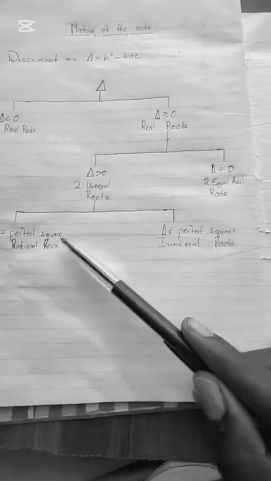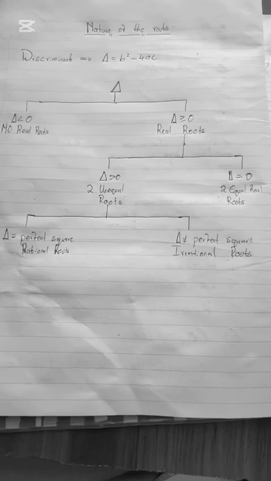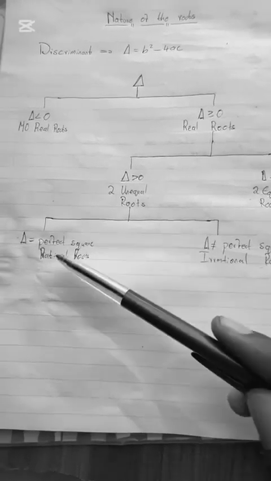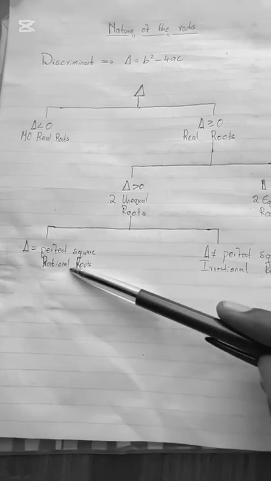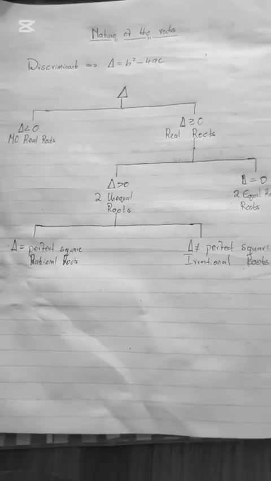And again, when we have two unequal roots, we can have rational roots, and we can even have irrational roots. We have irrational roots when our discriminant is not a perfect square. Remember that a perfect square is a number obtained by multiplying an integer by itself. We are talking about numbers like 4, 9, 16, 25, 36, 64, 81. And we have rational roots when our discriminant is equal to a perfect square.